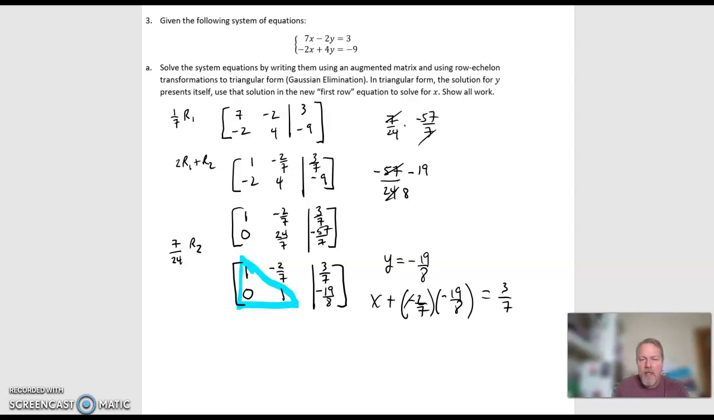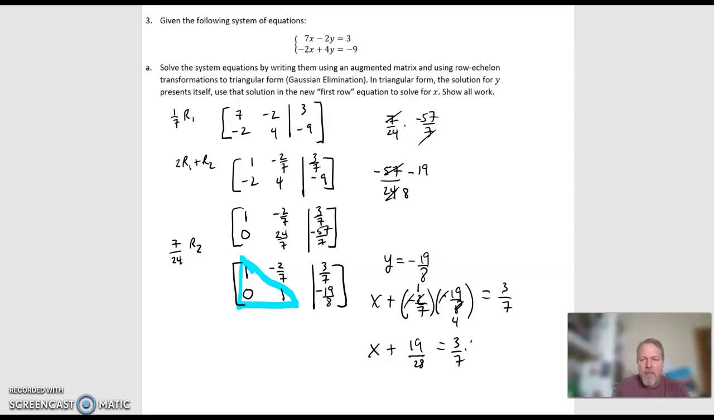First of all, negative times a negative is a positive. 2 goes into 2 1 time. 2 goes into 8 4 times. So now I multiply these two fractions straight across the top, straight across the bottom. I get x plus 1 times 19 is 19. 4 times 7 is 28. That has to equal 3/7.